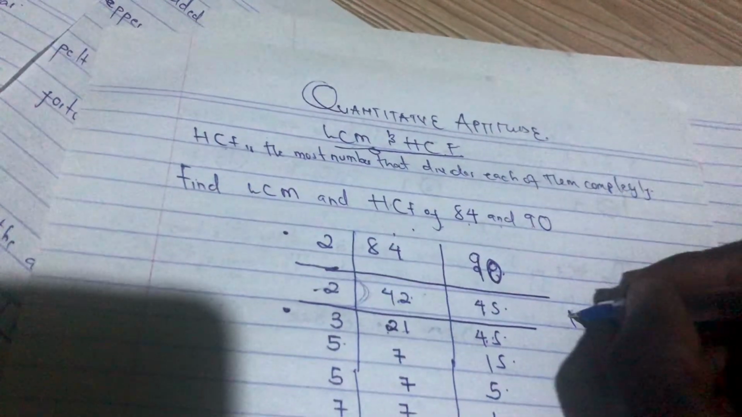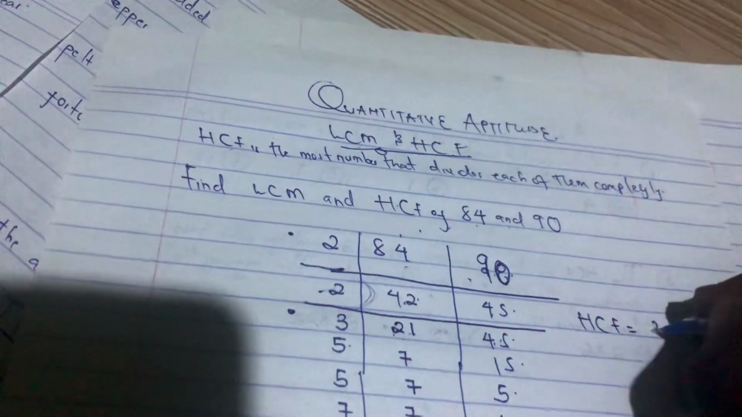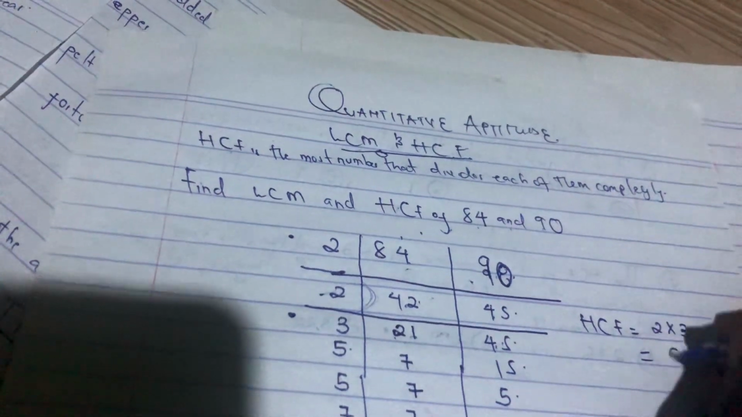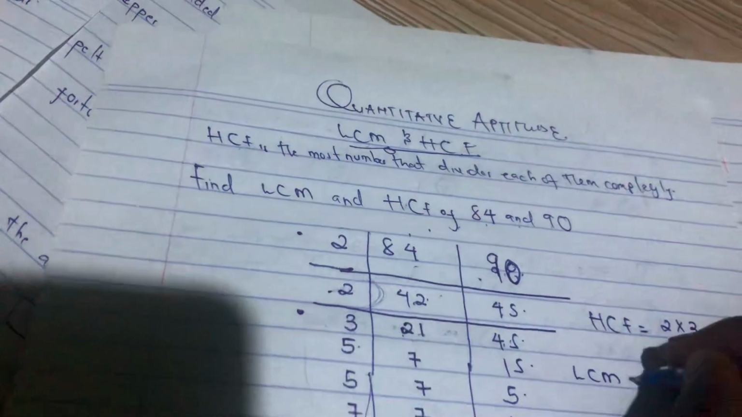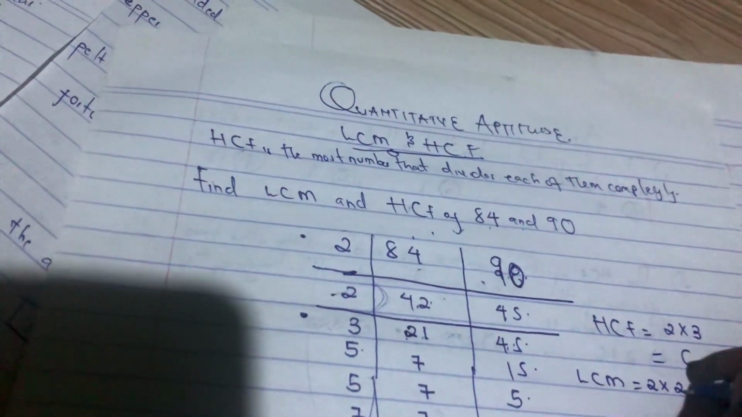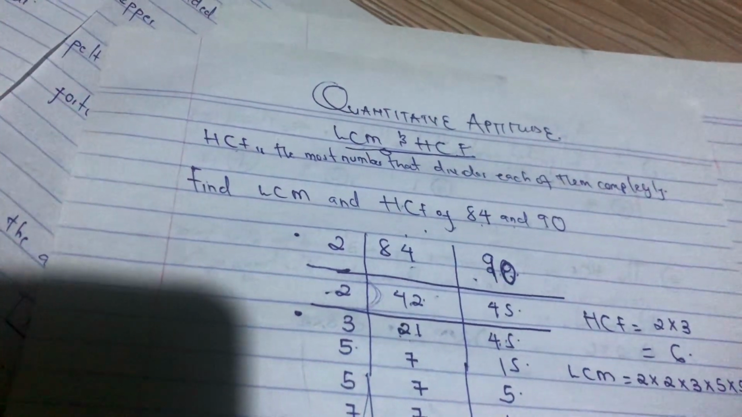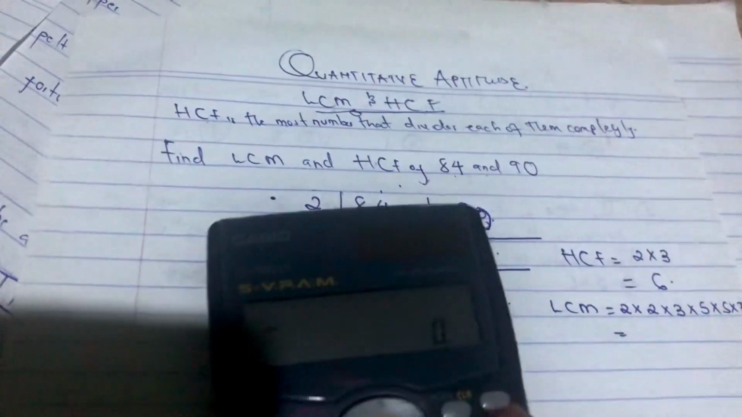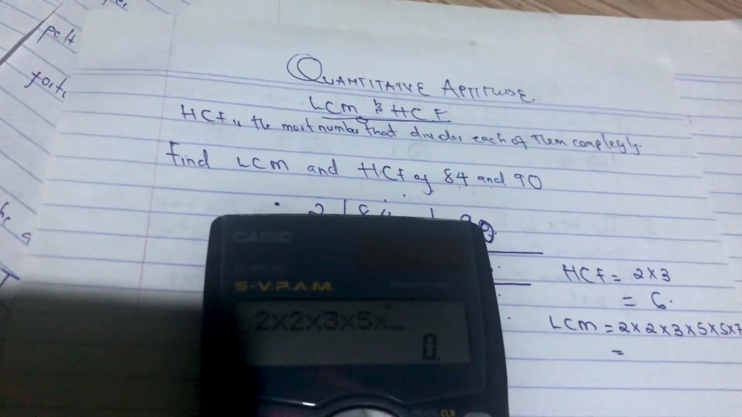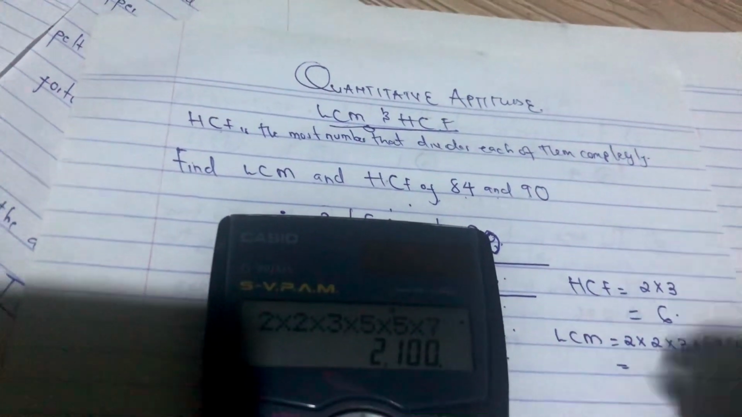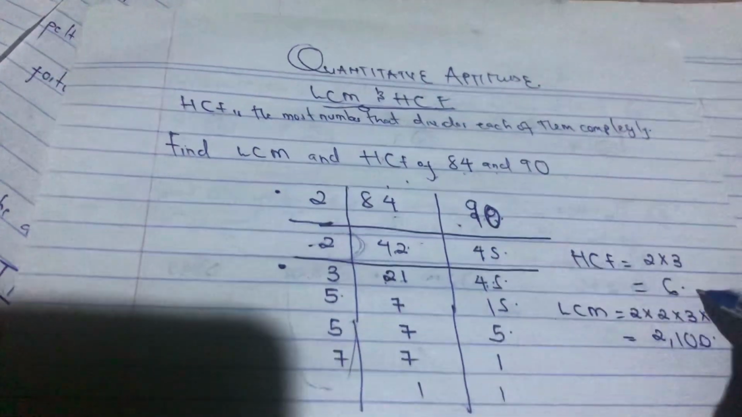So the HCF will actually be the numbers that can divide both of them at once. That means we have 2 times 3, so the HCF is 6. While the LCM will be the multiplication of all these numbers. We have 2 times 2 times 3 times 5 times 5 times 7. Let's use our calculator here. That gives us 2100. So this is the LCM and this is the HCF.